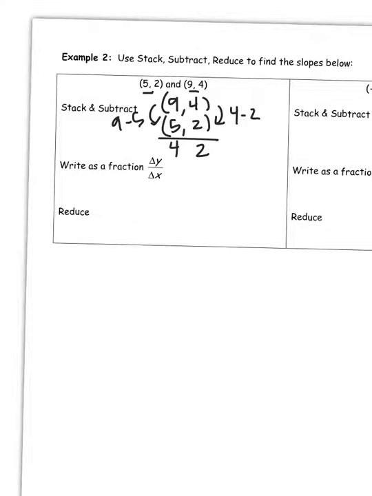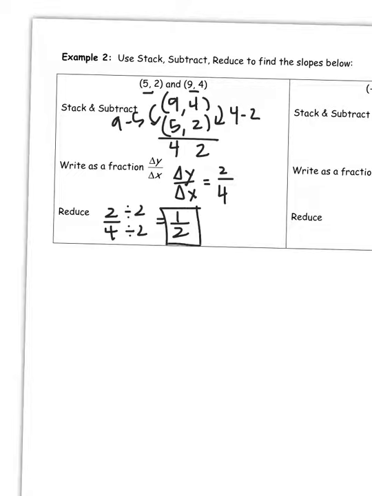Next we write our answer as a fraction, change in y over change in x. So I'm going to write change in y over change in x equals, my y coordinate is 2, my x-coordinate is 4. Got 2 over 4, they're both positive. Last step, we reduce. 2 over 4 reduces. Divide by 2 on the top, divide by 2 on the bottom, I get 1/2. My final answer, my slope, is 1 over 2.